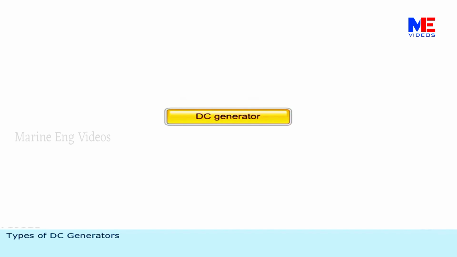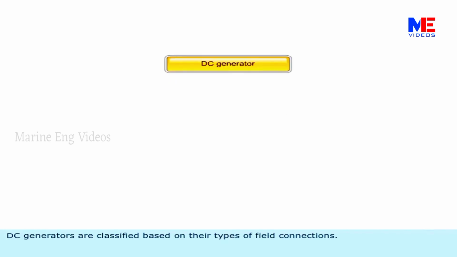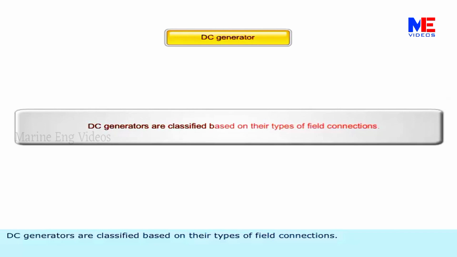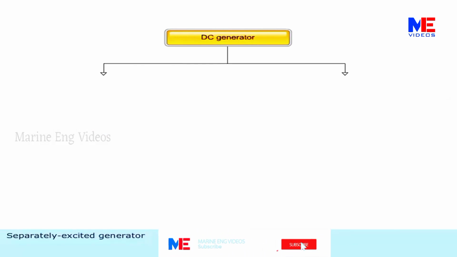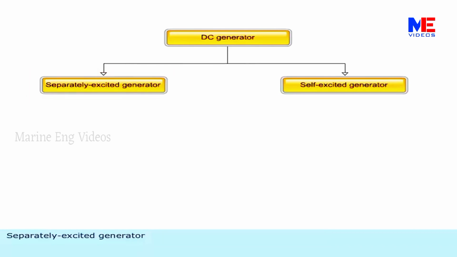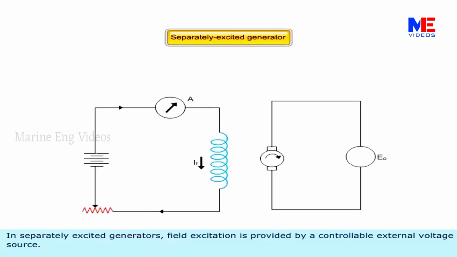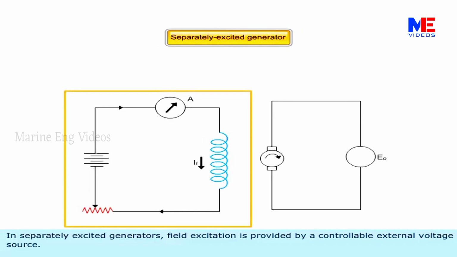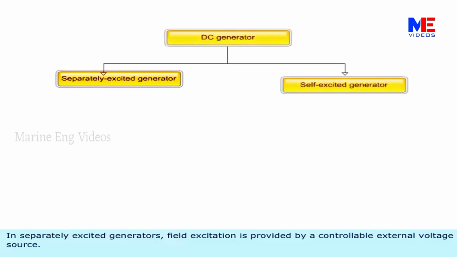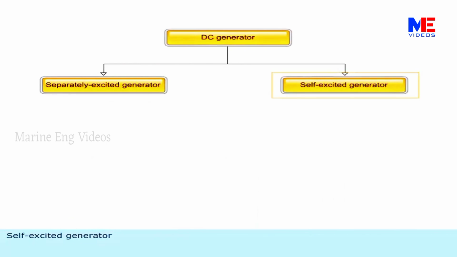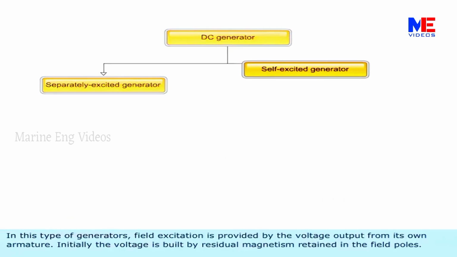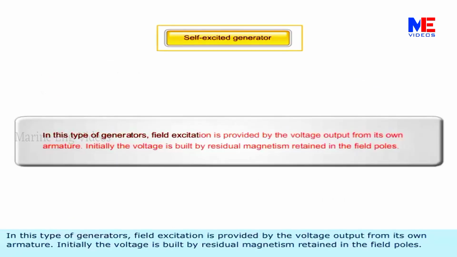Types of DC generators. DC generators are classified based on their types of field connections. Separately excited generator. In separately excited generators, field excitation is provided by a controllable external voltage source.